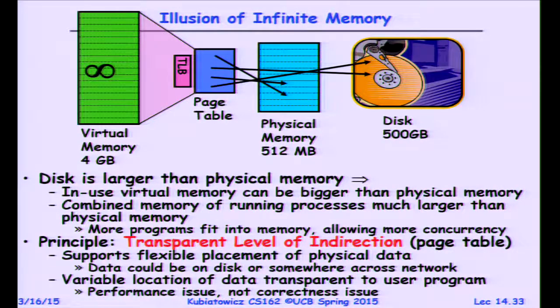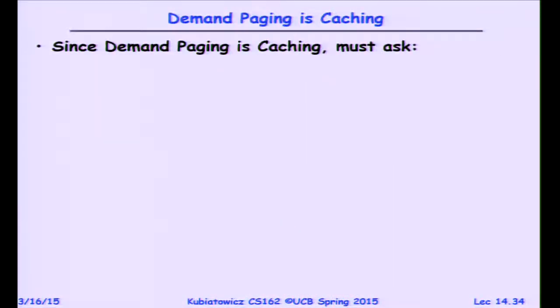Questions? Does that make sense? All right. Now, demand paging is caching, and so we could ask some questions. What's the block size for this demand page cache? Remember block size earlier, we were talking about 128 bytes. What's the block size here?